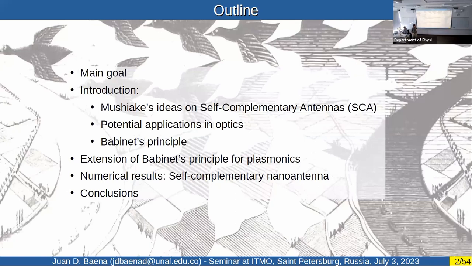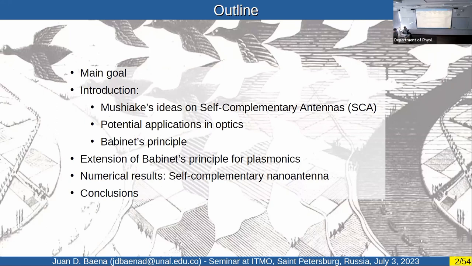Thank you. This is the outline of the talk: main goal, some introduction. In the introduction, I will tell you about Mucciacci's ideas on self-complementary antennas, some potential applications in optics, and the Babinet principle in optics. Later, I will say something about the theory of the extension of Babinet principle in plasmonics. I will show you my last results on self-complementary nanoantenna, and finally I will proceed with the conclusions.